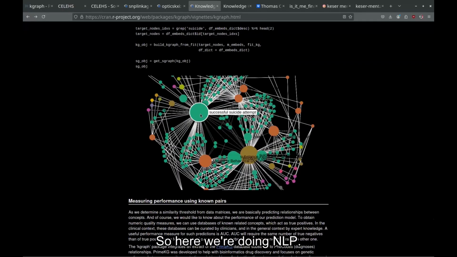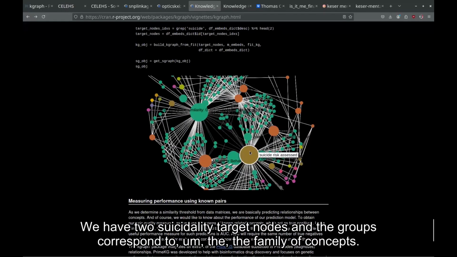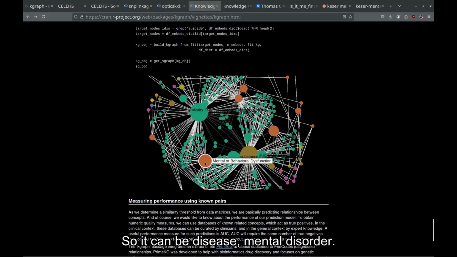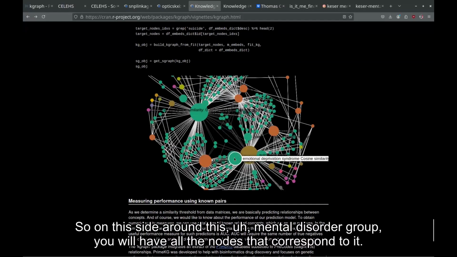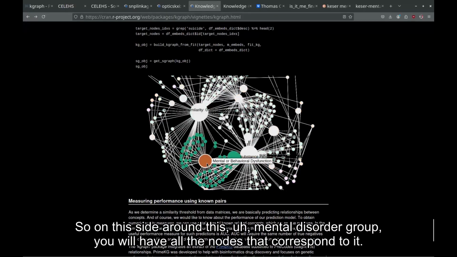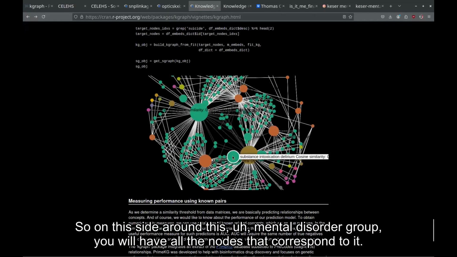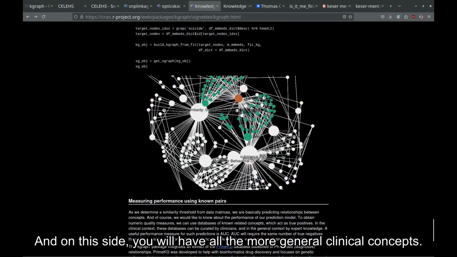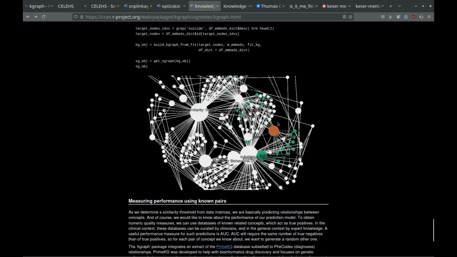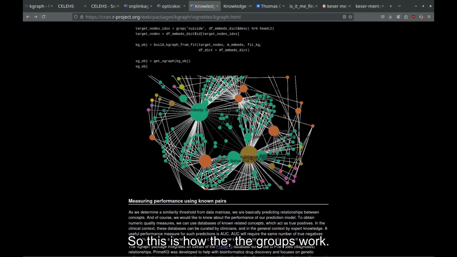Here we're doing NLP. We have two suicidality target nodes, and the groups correspond to the family of concepts. So it can be disease, mental disorder. And so on this side, around this mental disorder group, you will have all the nodes that correspond to it. And on this side, you will have all the more general clinical concepts. So this is how the groups work.